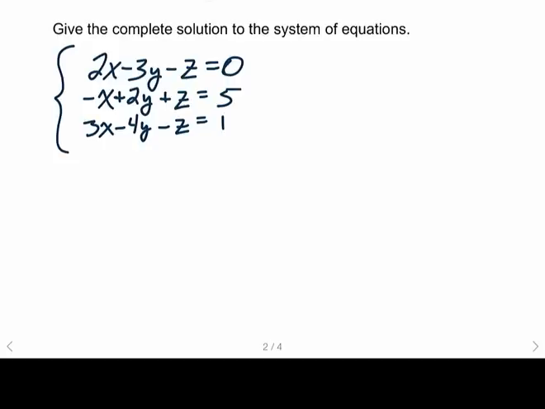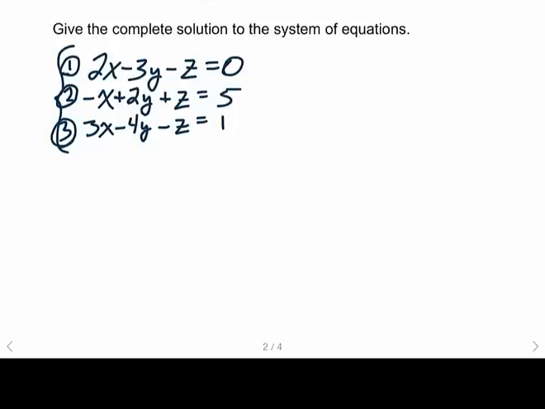Give the complete solution to the system of equations. Our system is 2x minus 3y minus z equals 0, negative x plus 2y plus z equals 5, 3x minus 4y minus z equals 1. As before, I'm going to number these equations, 1, 2, and 3. And then kind of looking holistically, like bird's eye view, is what we have.